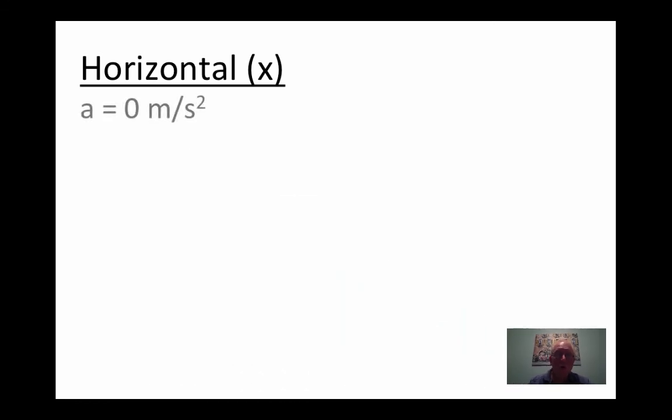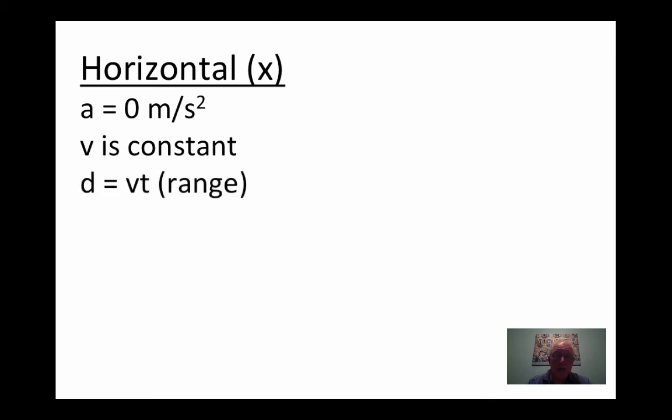All right, so we are going to make a simplifying assumption here that in the horizontal direction, there is no wind resistance. So we will say the acceleration is equal to 0. And because of that, we will say that the v, at least in the horizontal direction, is going to be constant.